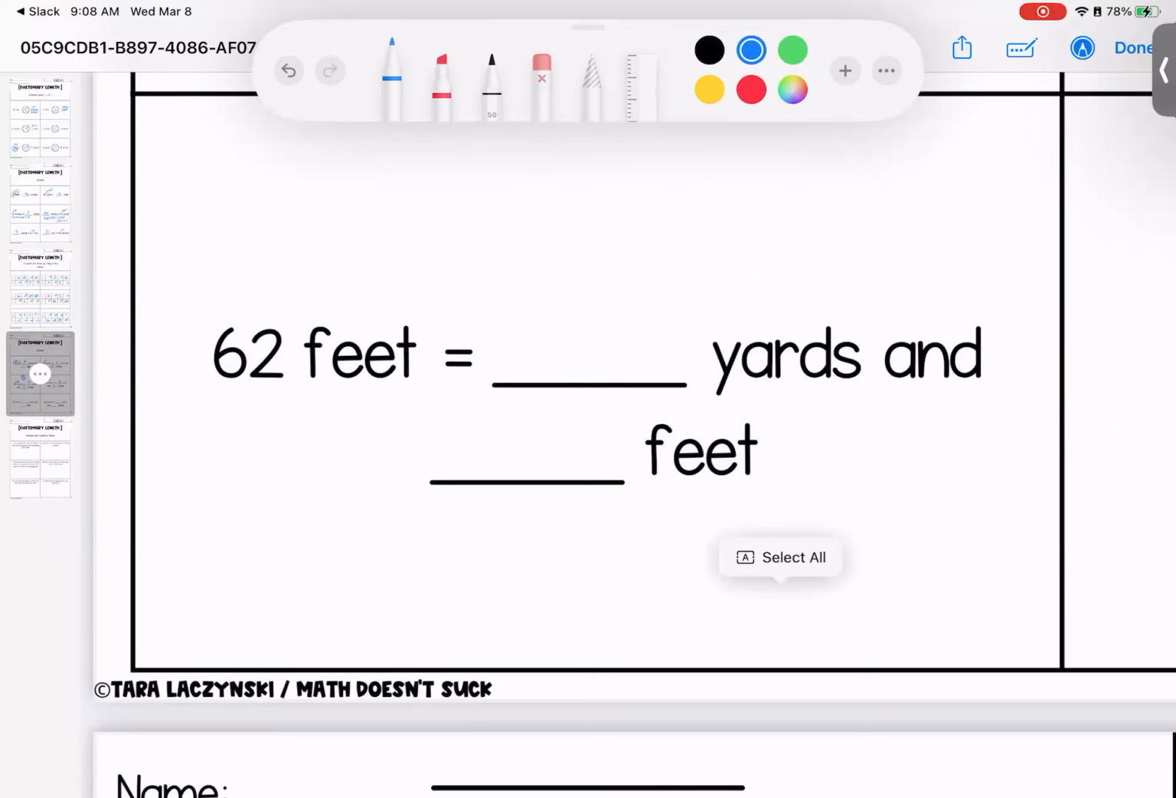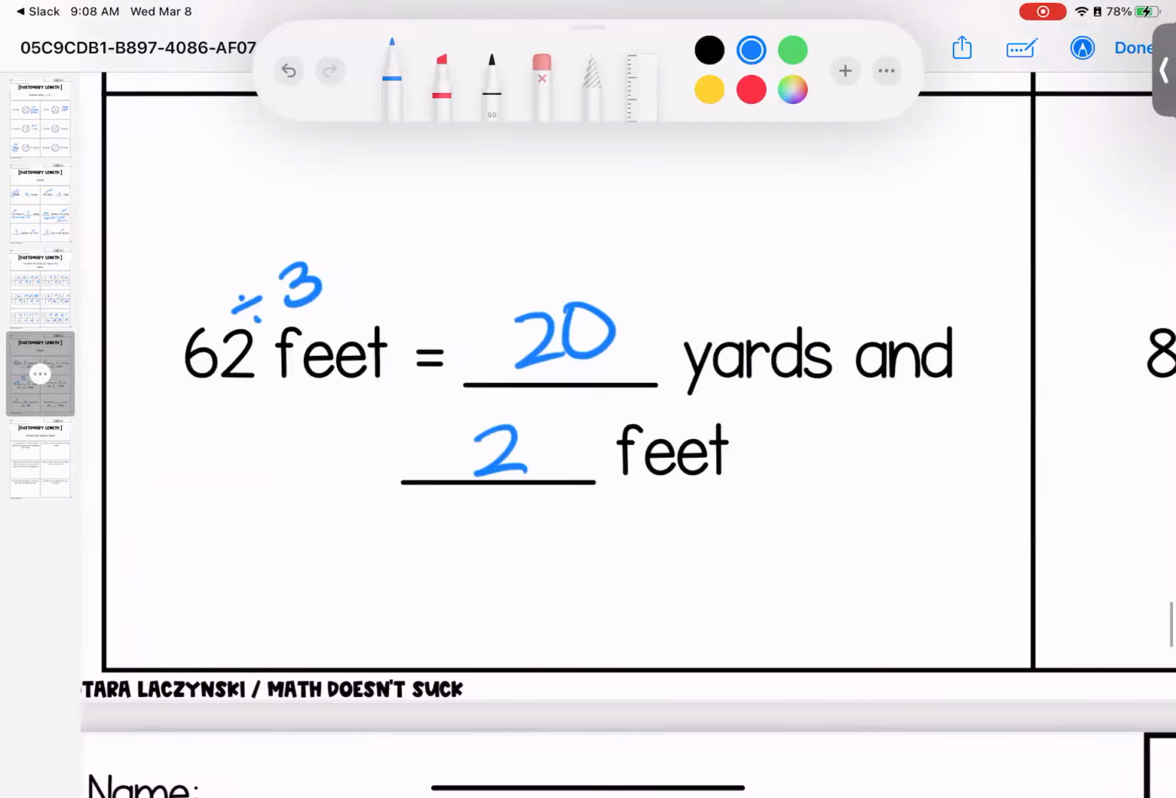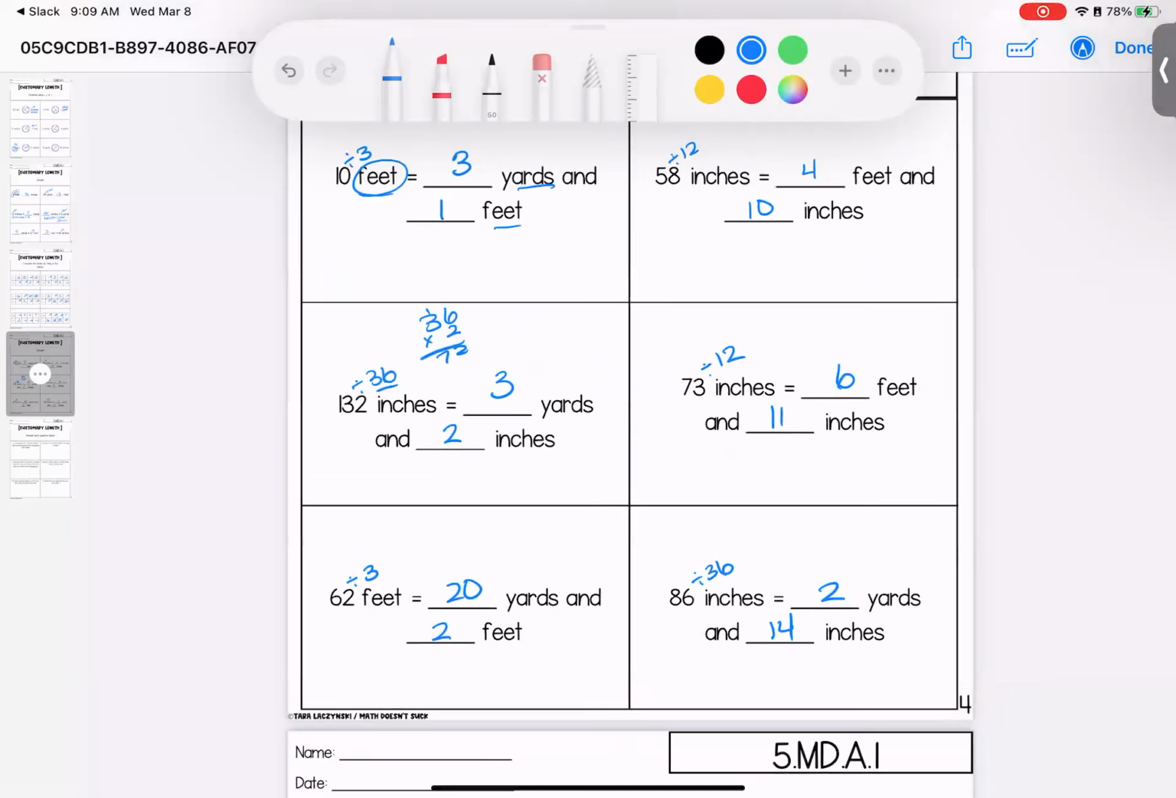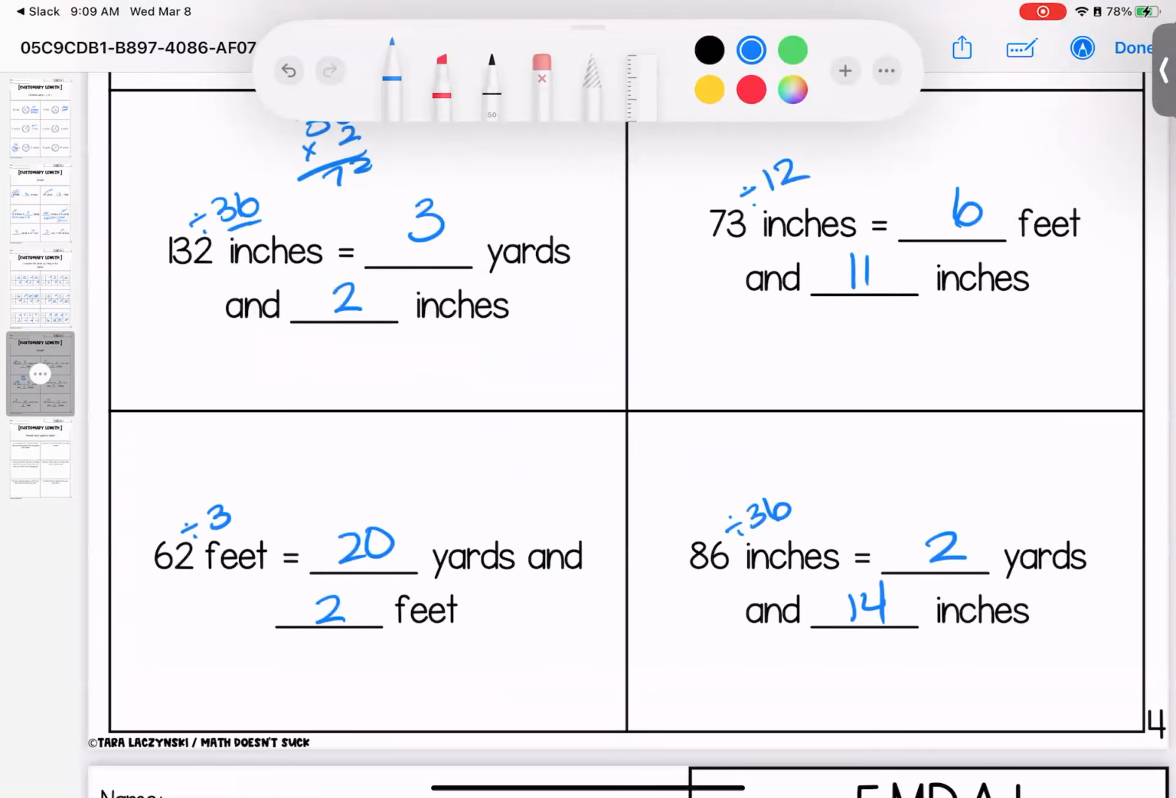Feet to yards. There are 3 feet in a yard. This leaves me with 20 yards, remainder of 2. And last one, inches to yards. There are 36 inches in a yard. So 2 yards, remainder 14. Any questions on these? Please bring them with you to class.